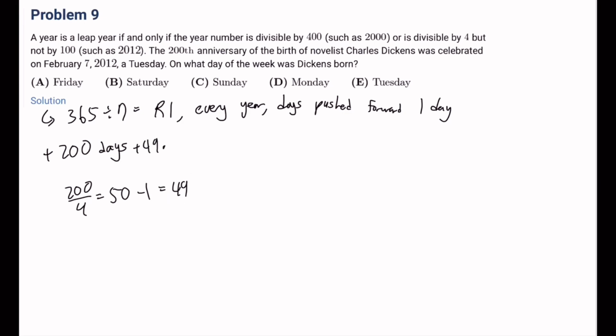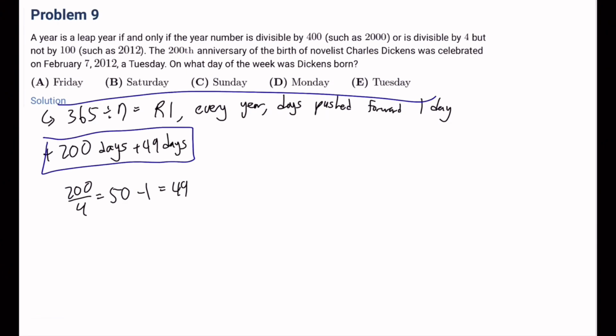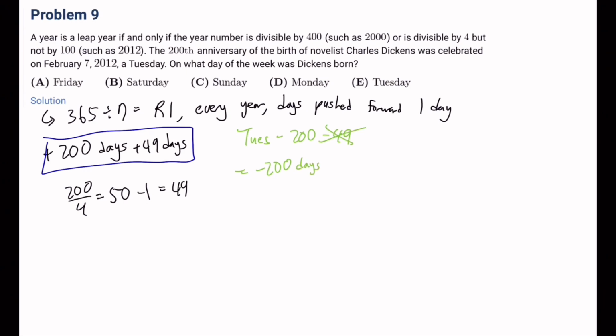49 days, like that. And so we have this much added to the original day, which is a Tuesday. So we have to go back 249 days from Tuesday. So if we do that, that means we have to do Tuesday minus 200 days minus 49 days. And this is going to be equal to Tuesday minus 200 days, because that's a multiple of 7.